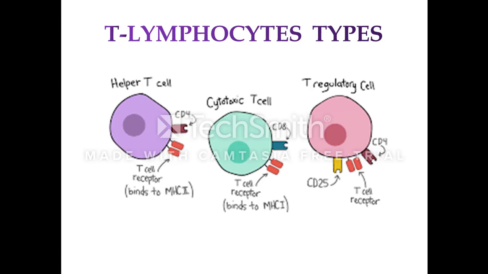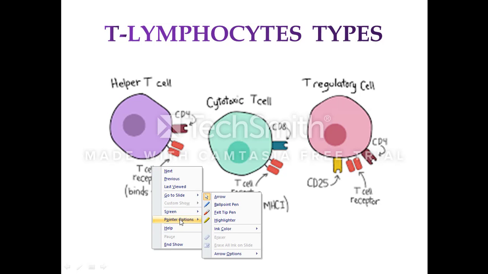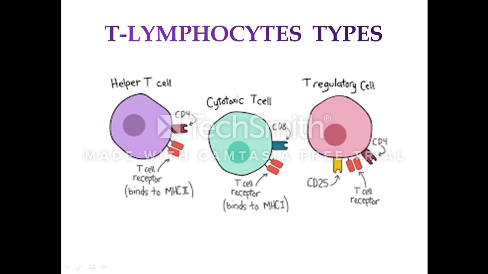The T helper cell is also called the TH cell, or helper cell. This T helper cell expresses the CD4 receptor, which is a membrane protein specifically present in the T helper cell. Along with that, it has the T cell receptor, which is very specific to the MHC2 molecule, major histocompatibility complex 2. So this is regarding the structure of the T cell. It has the CD4 receptor and the T cell receptor, which binds to the MHC2 molecule on the antigen presenting cells.